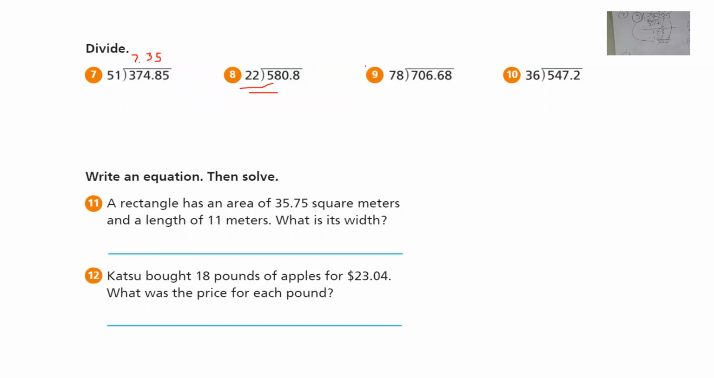I'll skip this one. We're not going to be able to do all the evens in the live, but that's okay. Number 9. Number 9 is a little bit more disgusting because it's a 78 that you're going to count by. Gross. 78, 706, and 68 hundredths. So how many 78s are in 706? Yikes. I'm going to guess 9.